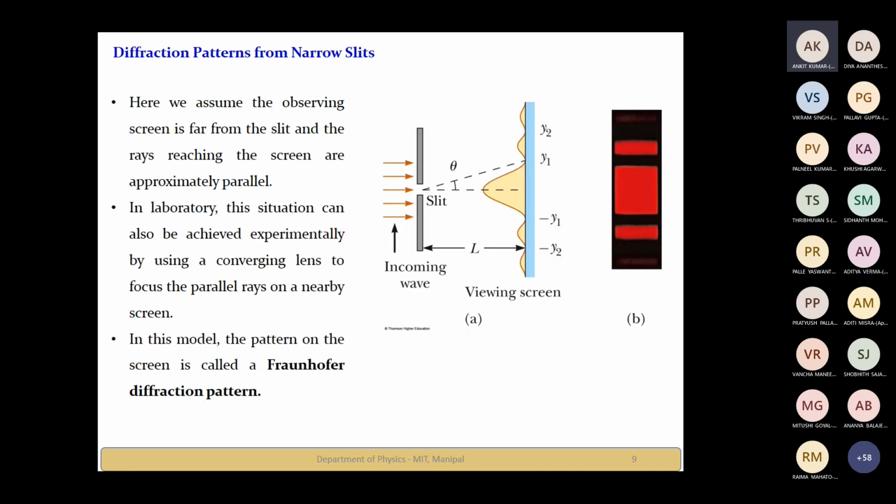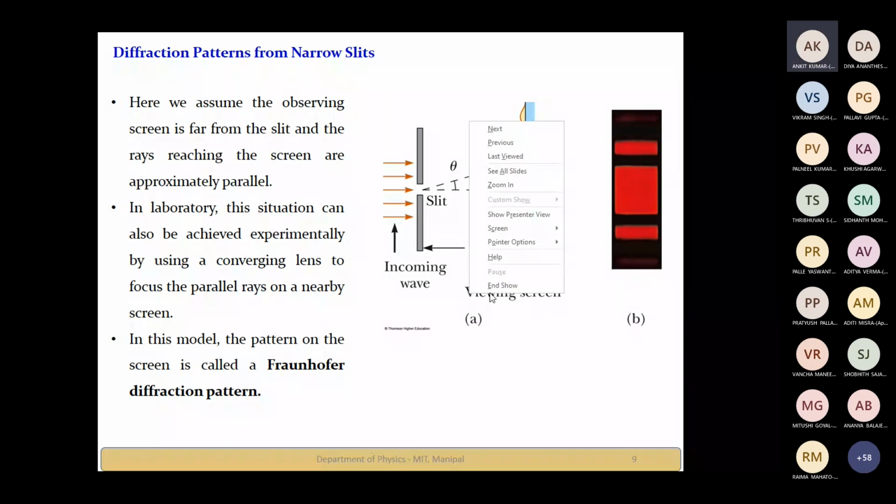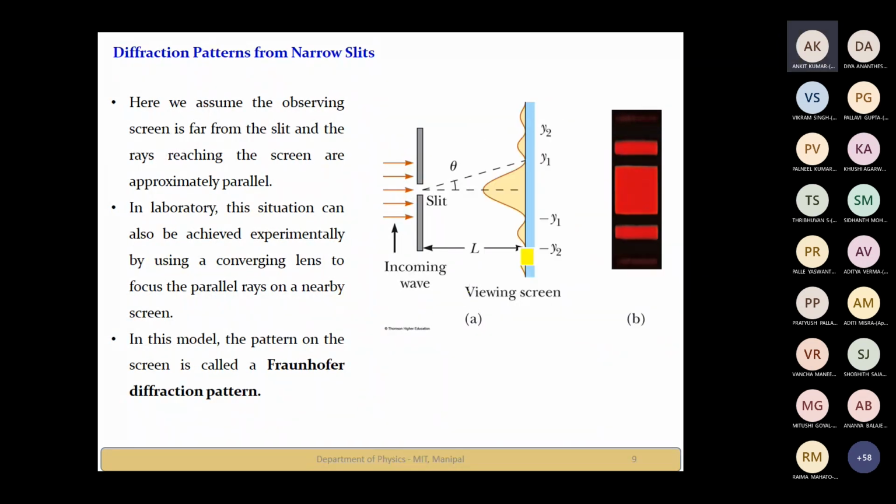Okay. So let us start the diffraction pattern from a narrow slit. You can see here, you have a slit and an incoming wave encounters the slit, and you will see a diffraction pattern on the screen. This is the diffraction pattern from the single slit.